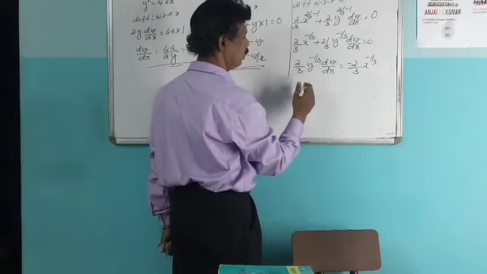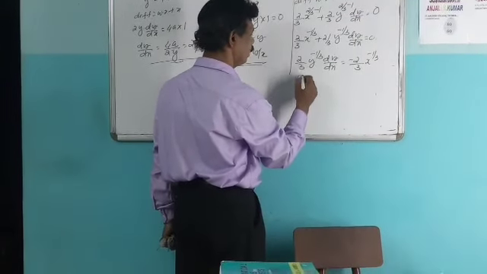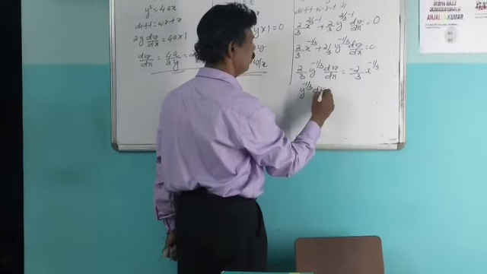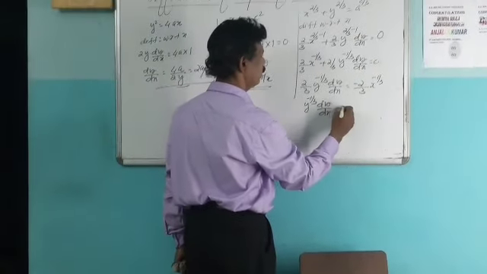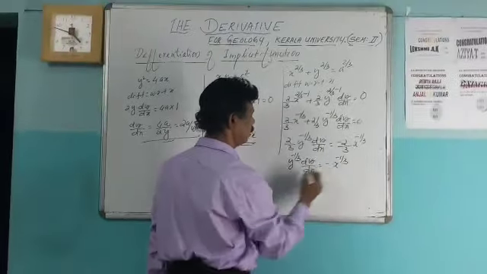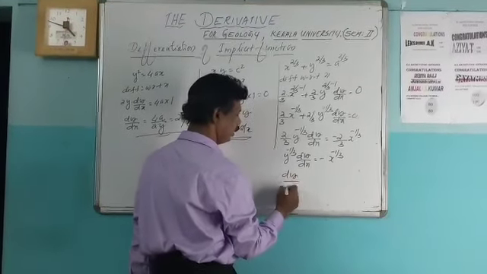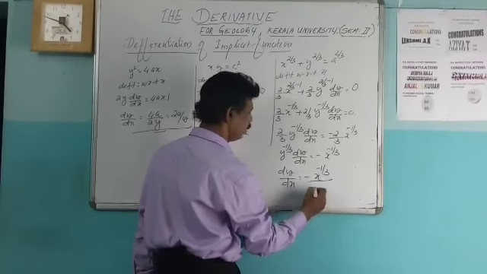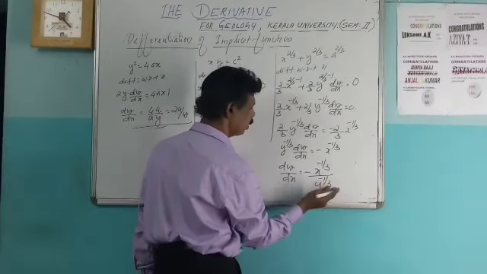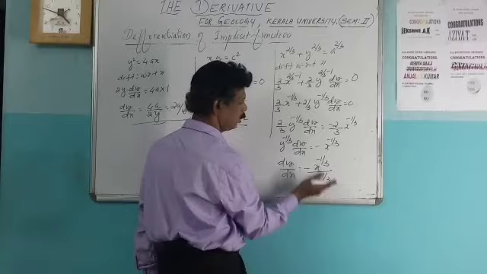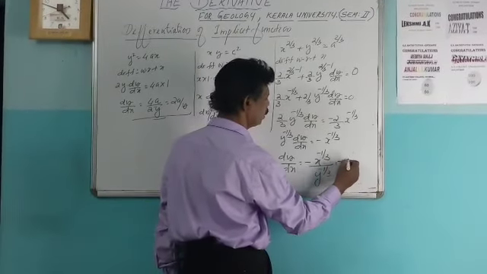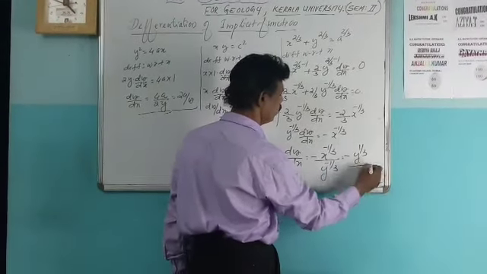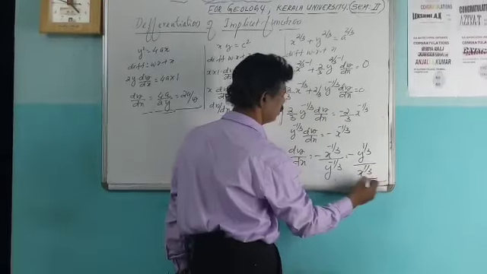We can cancel this 2/3. Then y raised to minus 1/3 into dy/dx is equal to minus x raised to minus 1/3. Therefore, dy/dx equals minus x raised to minus 1/3 divided by y raised to minus 1/3. Take the terms in the numerator and denominator. The final result is y raised to 1/3 divided by x raised to 1/3.